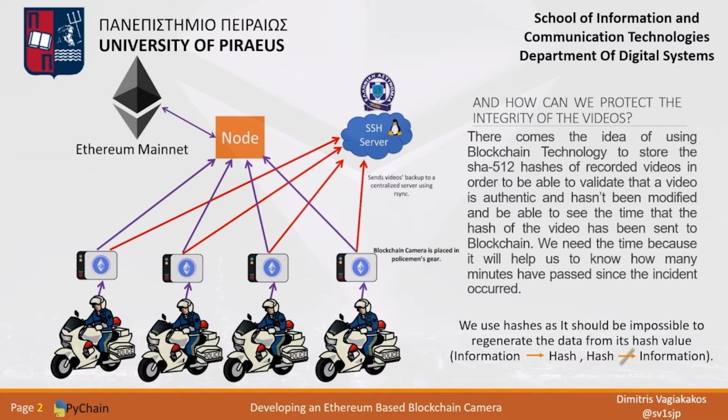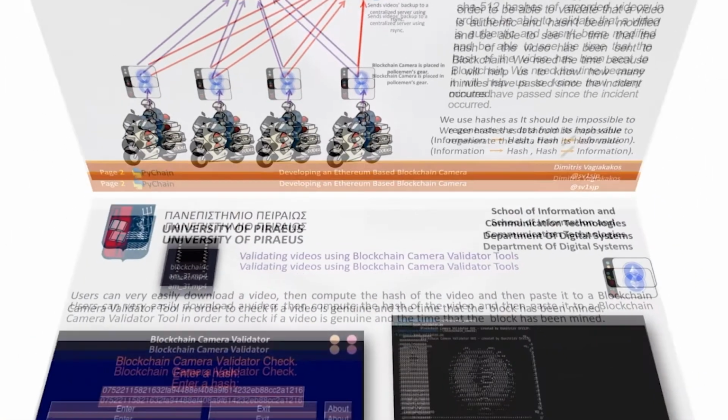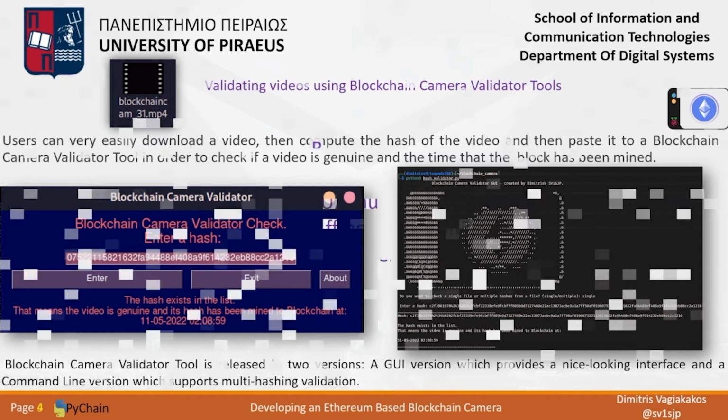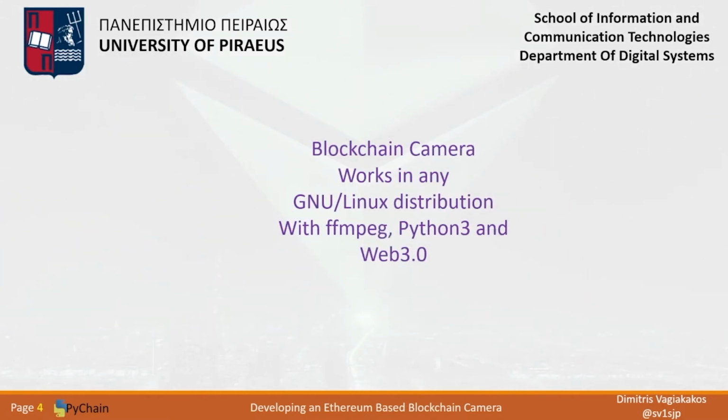Blockchain camera smart contract finds the video from blockchain's timestamp in order to eliminate any possibility of editing the time that the video has been sent to blockchain. Then users can download a video and hash it by themselves and then validate if the video is genuine by using blockchain camera validator tools. There are two versions available, a GUI and a CLI version, or even it can be run on old netbooks.